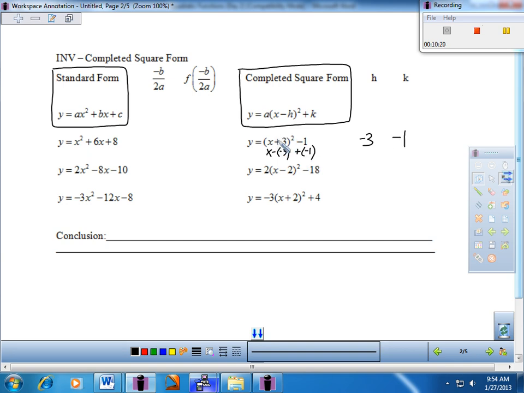H is usually the opposite of what's here, and then k is what's out there. You are going to have to kind of remember that piece. So h is negative 3, and k is negative 1. All right, next one. H seems to be 2, because it's x minus 2. So h is 2, and k is negative 18. Last one, looks like h is negative 2, because again, this really is x minus negative 2, and k is positive 4.